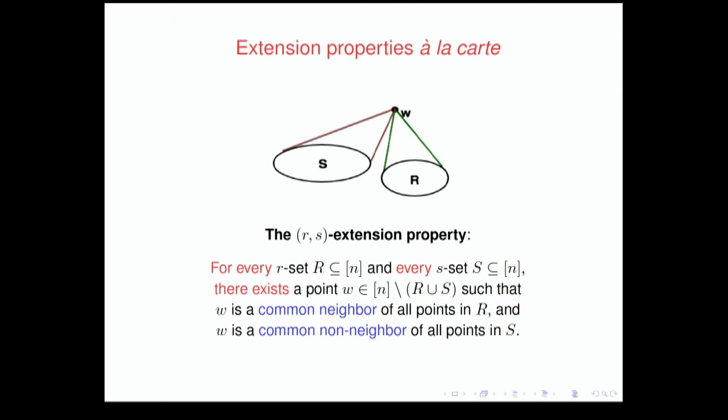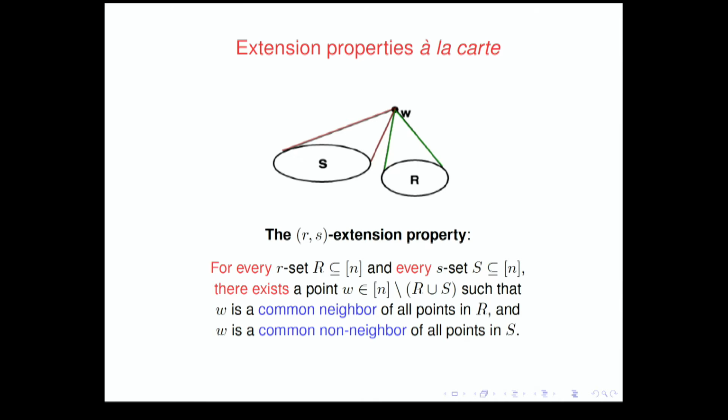Since in the case p equals 1/2, you have a symmetry between edges and non-edges, you can ask actually more general questions like this. So let's say the RS extension property is the following. You want to say that for every R set and every S set, there is a point that is fully connected to everything in R, and it's fully disconnected from everything in S. Okay, so green is supposed to mean edge, and red is supposed to mean non-edge.